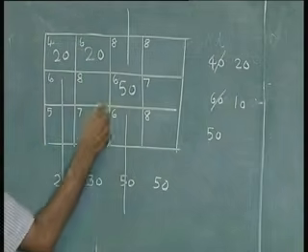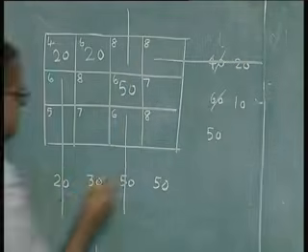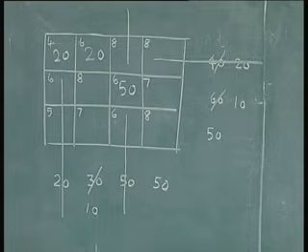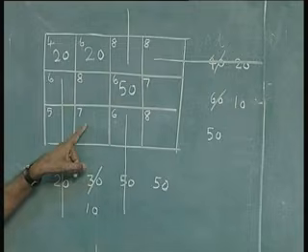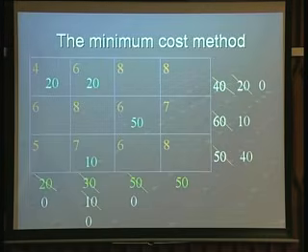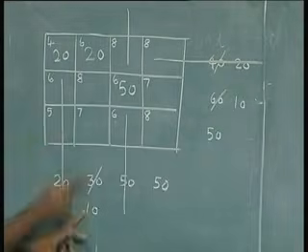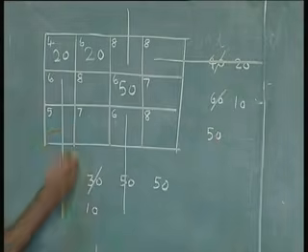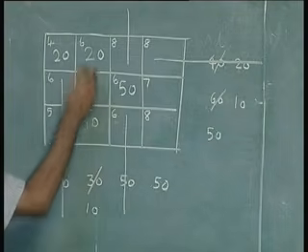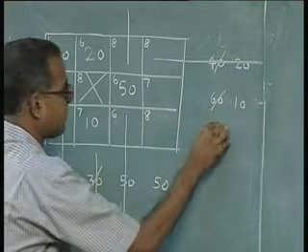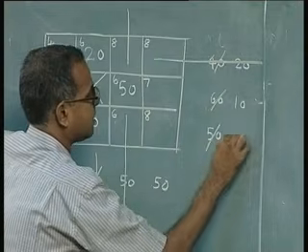So allocate 20, this is exhausted. Now this becomes 10. Now the minimum cost is either here or here. Once again we can break the tie arbitrarily and we choose to allocate this position. So as far as this position is concerned, there is a supply of 50, there is a requirement of 10, so allocate 10 here. This is over, this goes, this 50 becomes 40.